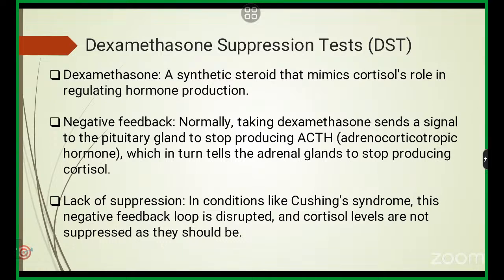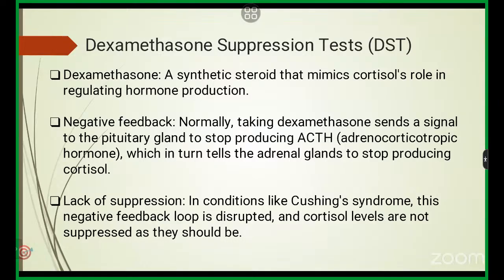We have another test that's quite important, the dexamethasone suppression test. Dexamethasone is a synthetic steroid that mimics cortisol's role in regulating hormone production. Negative feedback is usually checked by taking dexamethasone, because dexamethasone sends a signal to the pituitary gland to stop producing ACTH. So dexamethasone plays a key role in stopping ACTH from being secreted by the pituitary gland, which in turn tells the adrenal gland to stop producing cortisol. So one affects the other through negative feedback.